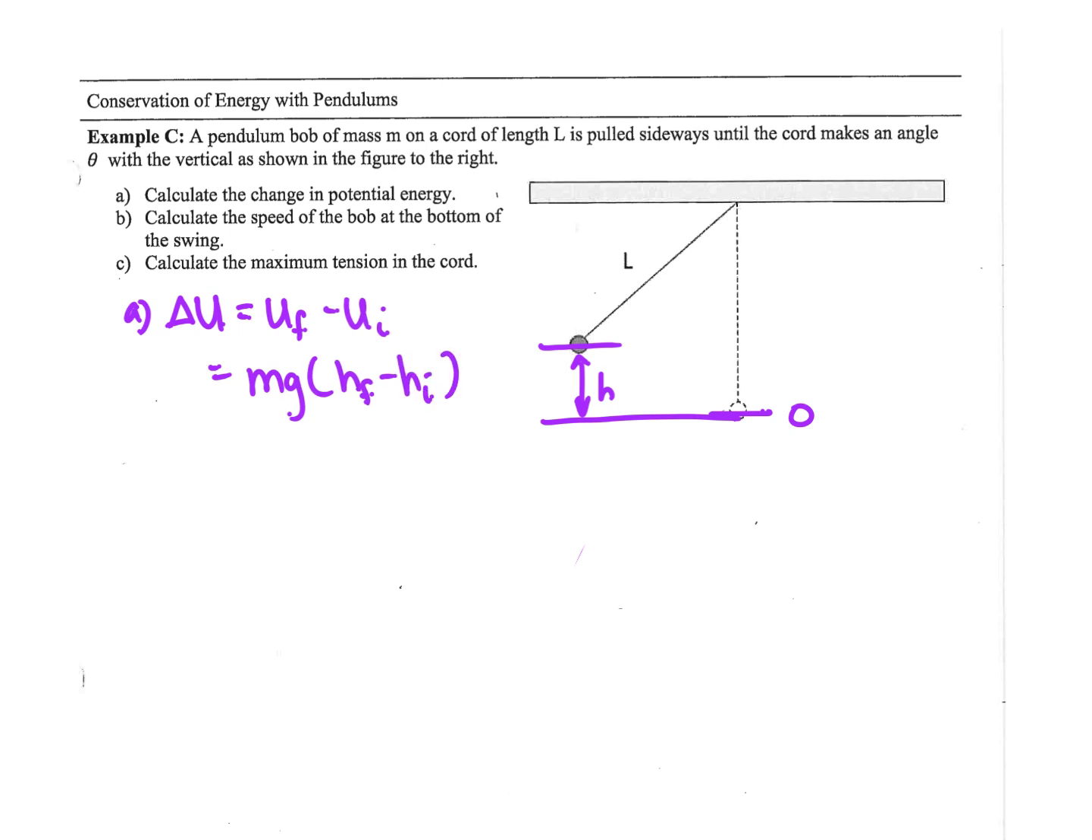Well, H initial we said was 0. So really what this is just going to be is mg H final. Okay? Well, what is the final height? Can we find that? Yeah, we can use trig to find it. I want you to think about it. All right, so how do we find that trig? It's angle of right here of theta.